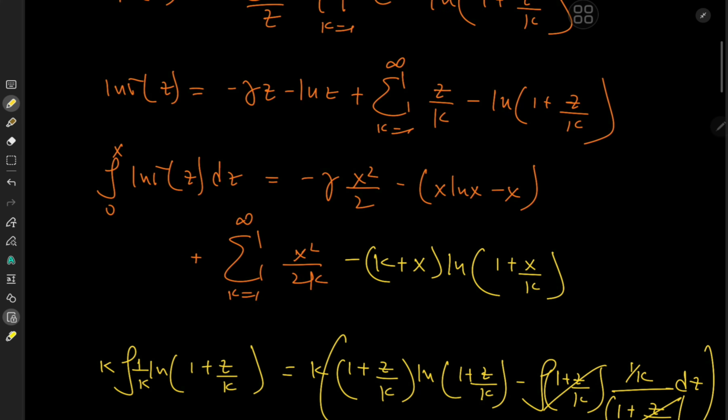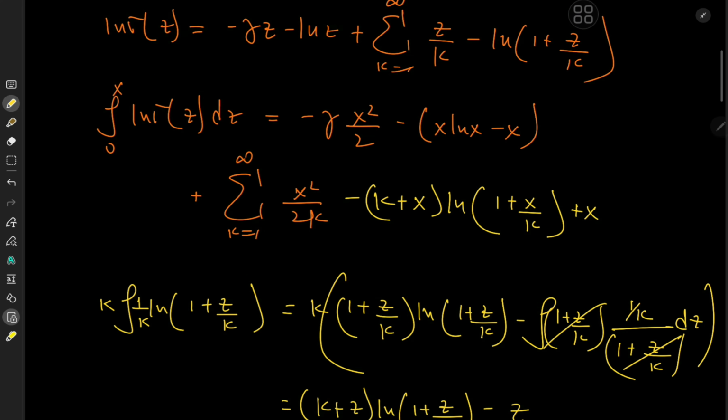What is wrong with my screen? Okay, all good. Yep, cancellation, and we have a plus x term left over there.